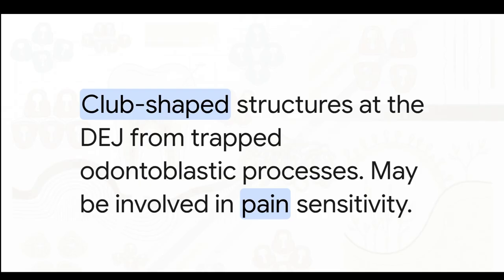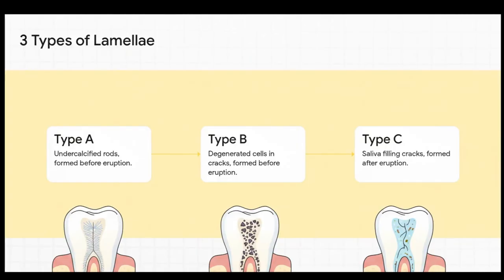All right, next up are enamel spindles. These are little club-shaped things, and you'll find them right at the DEJ too. How do they get there? Well, as the enamel is forming, sometimes little bits of the cells from the dentin underneath get trapped. The enamel just hardens right around them. And there's a theory that these spindles might be one reason for tooth sensitivity, acting like tiny direct phone lines for pain signals.